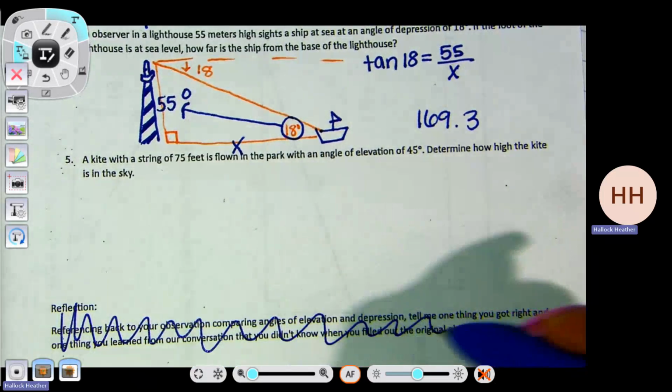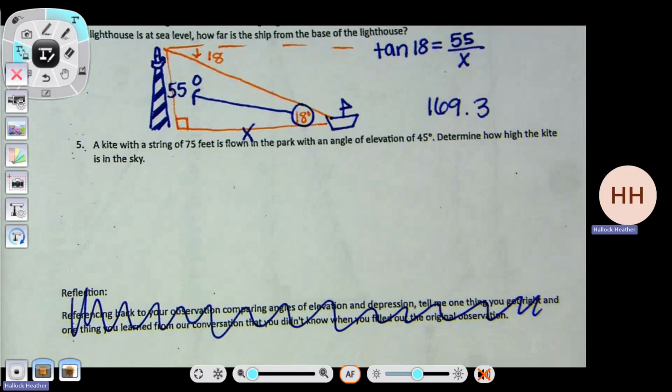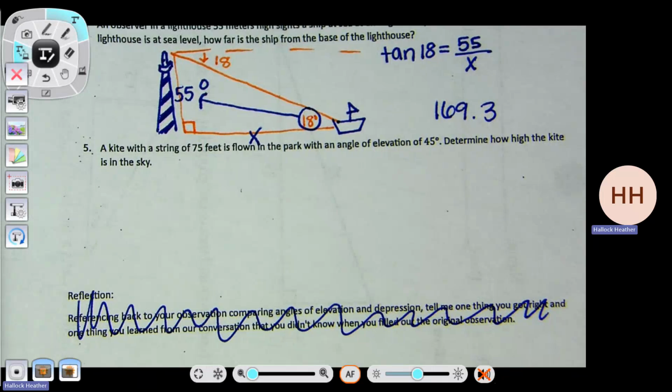We're gonna skip the reflection part. We're gonna start number 5, the last one. How are we doing it?